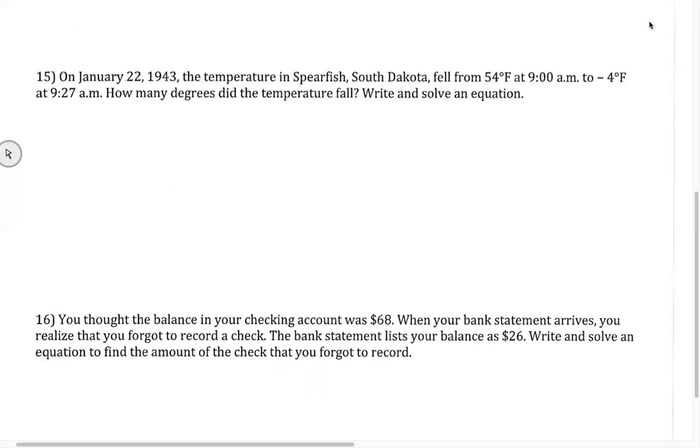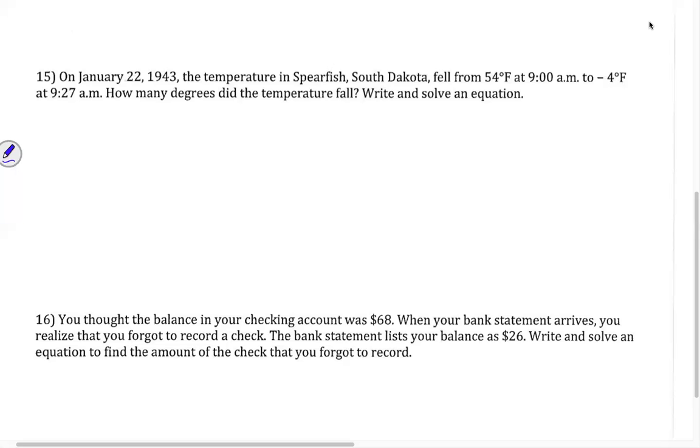So in Spearfish, South Dakota, the temperature fell from 54 degrees Fahrenheit at 9 a.m. to negative 4 degrees at 9:27 a.m. True story. How many degrees did the temperature fall? Now, Shannon, do you know what this question's asking? Okay, yeah. So we want to find out how many degrees it dropped, right? And we know dropping is going to be negative. So I know my answer is going to be negative. Do you have any idea how to do it?